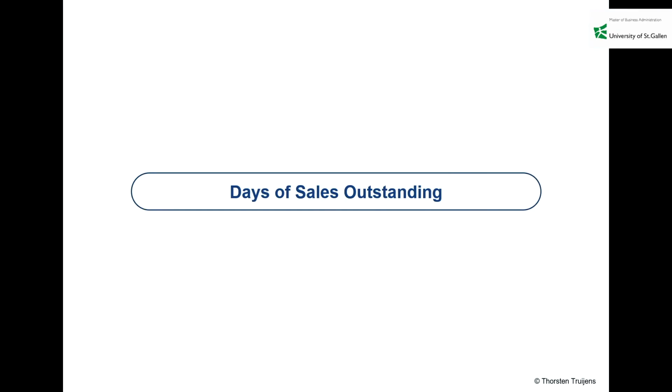Days of sales outstanding. Let's start where we left off with the last video. In the last video, we discussed that a company might actually increase its performance by improving its asset turnover, the last ratio we discussed. Increasing asset turnover meant that we try to get our sales going without actually having a lot of assets.